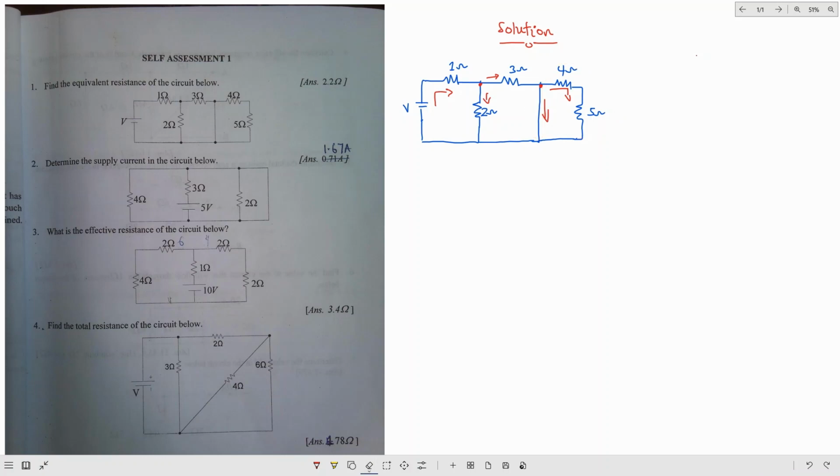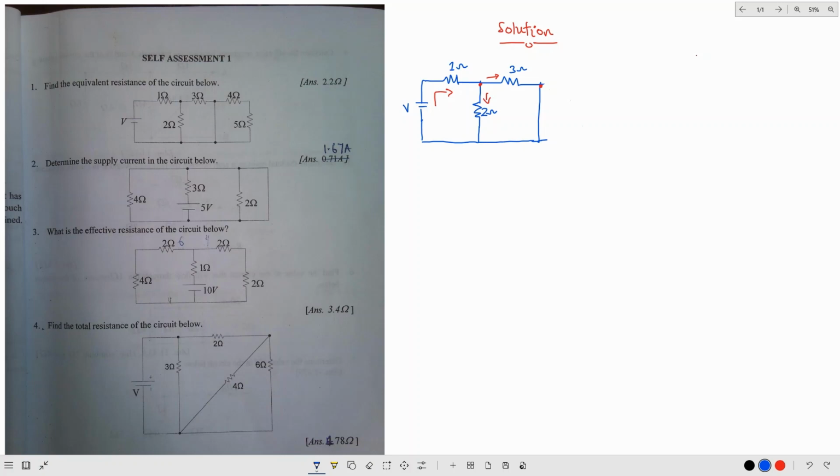Okay, so this would be our circuit now. The 4 ohms and the 5 ohms resistors will no more be part of the circuit. So let's clean them away and then focus on what we have now. Okay, so now this will be the circuit. So let's calculate the equivalent resistance.